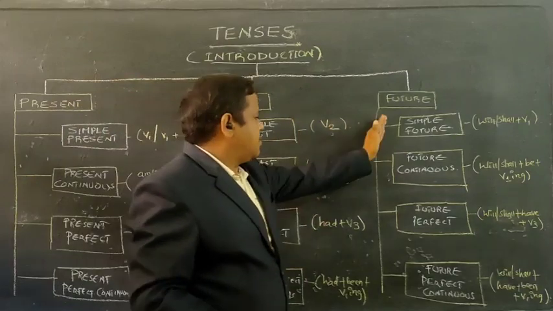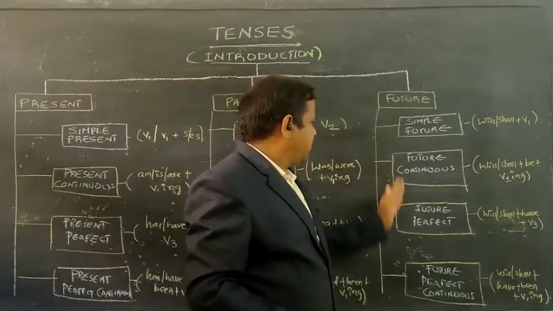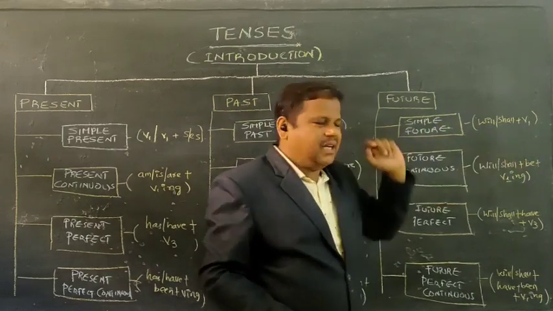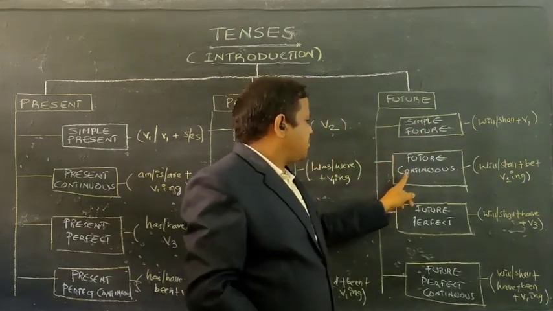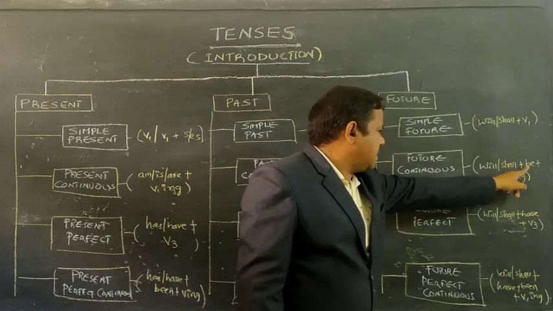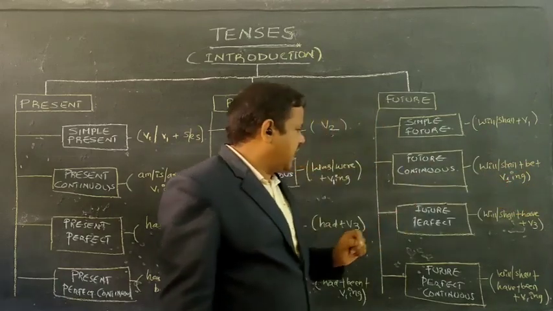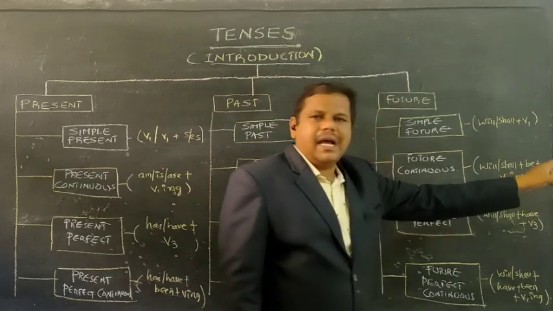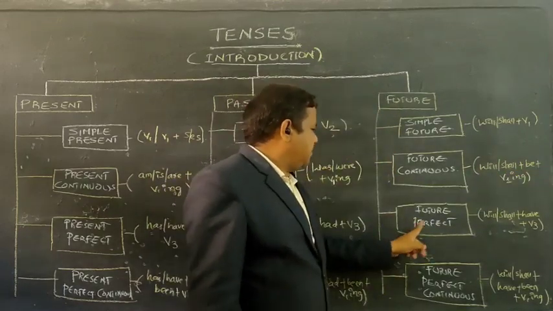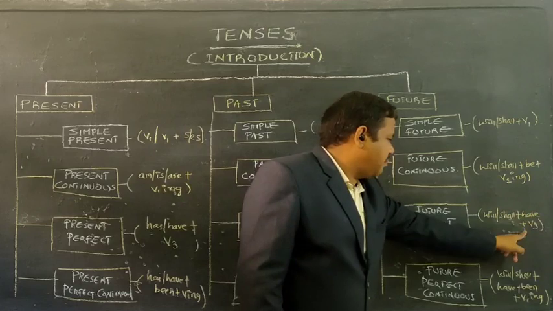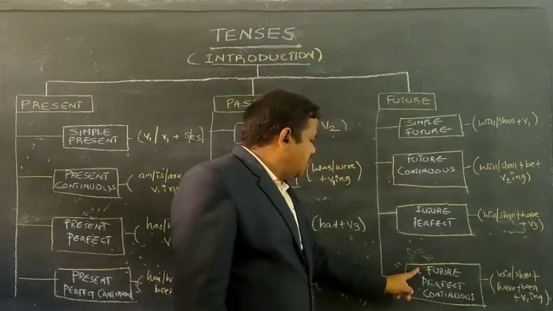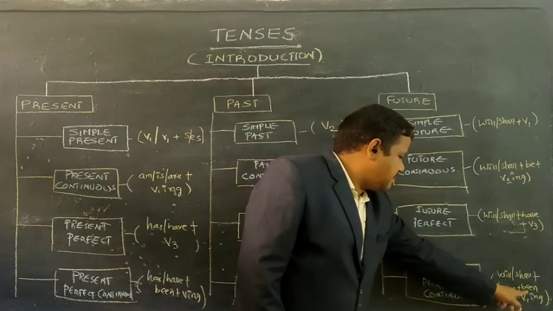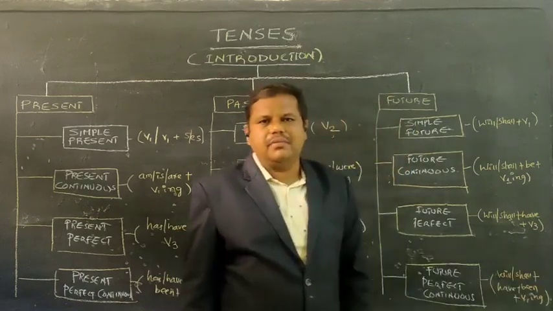In future tense, as we are explaining the four types. Simple future form, will or shall plus V1. Future continuous form, we are going to use will or shall plus be plus V1 ing form. Future perfect tense, will or shall plus have plus V3 form. Future perfect continuous tense, will or shall plus have plus been plus V1 ing form.